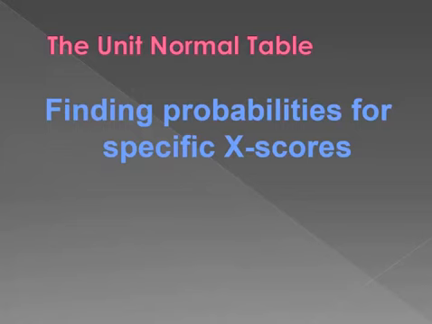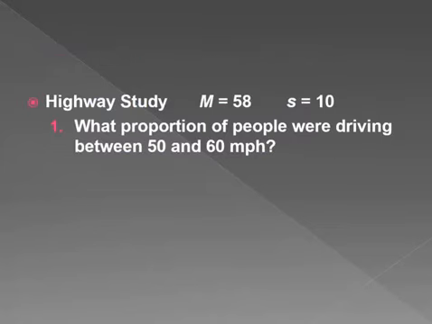All right, so now we're going to find some specific probabilities, find probabilities for specific X scores. Here we're going to be transforming a raw score into a z-score, and we're going to be doing this for 2 raw scores and finding the proportion between those 2 raw scores. So this is a little bit trickier. And this is a very elaborate example of one of the questions that you have on the homework.